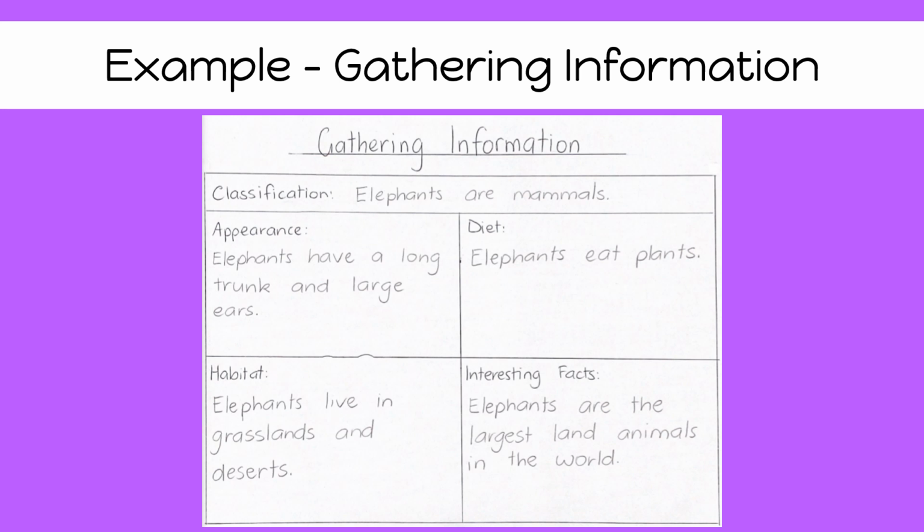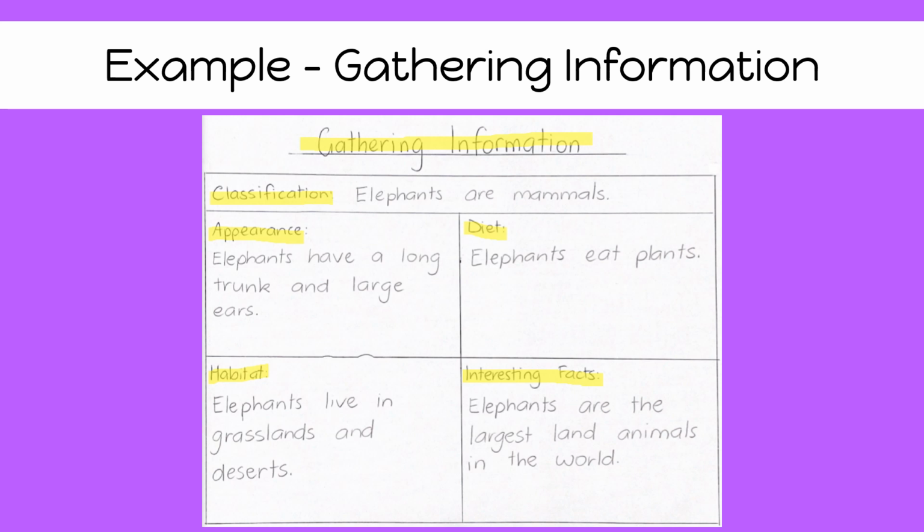So at the top here, you can see I've just written the heading, gathering information, and I've got my other headings as well. So I've got a classification heading, I've got appearance, diet, habitat, and interesting facts. And then next to each heading, I have written the information that I found.